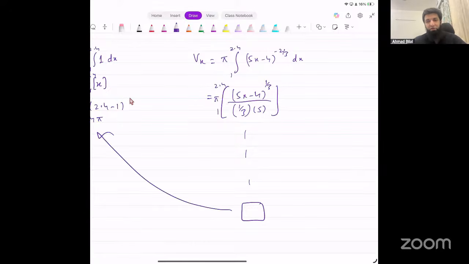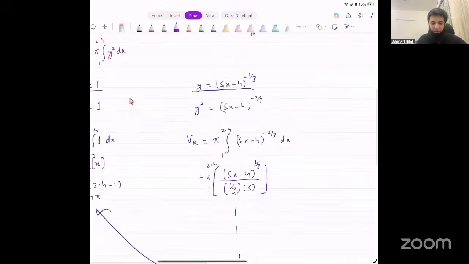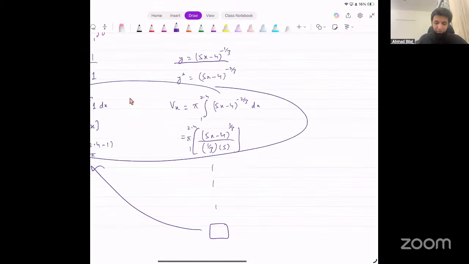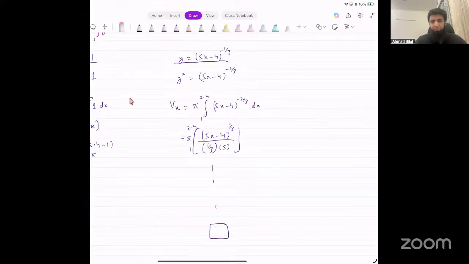Do you want me to solve this further, or you just wanted to ask about how to structure the question? Do you want me to complete this working, or is it okay? You can complete this afterwards.